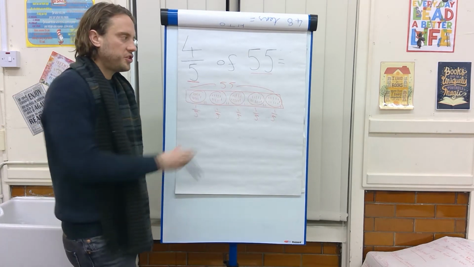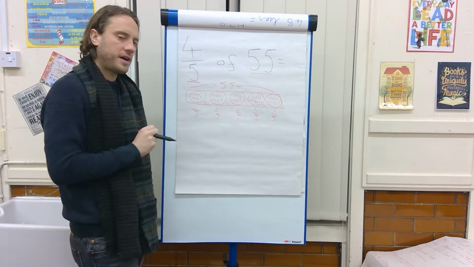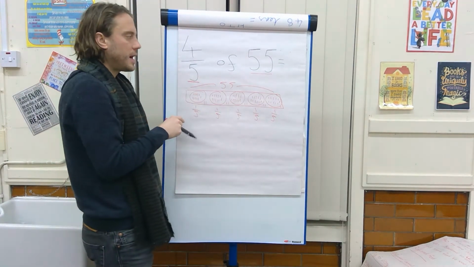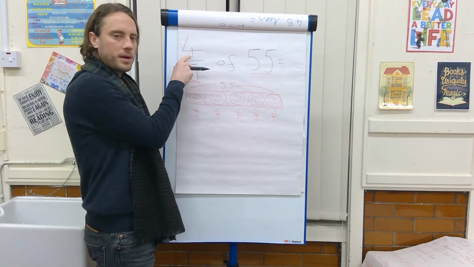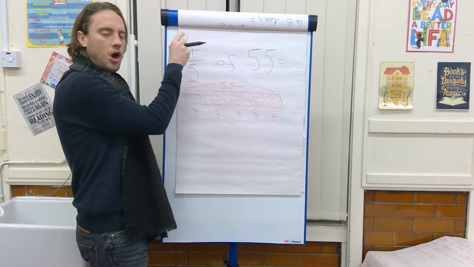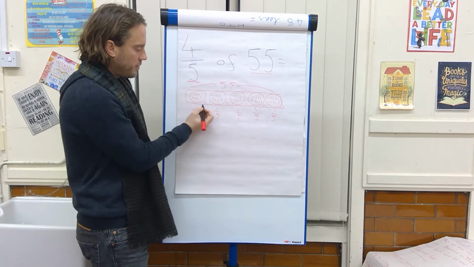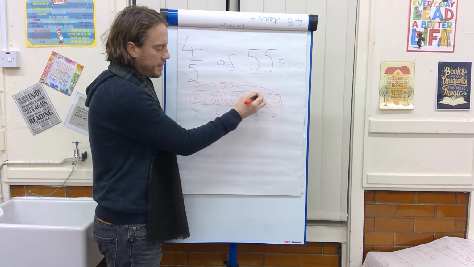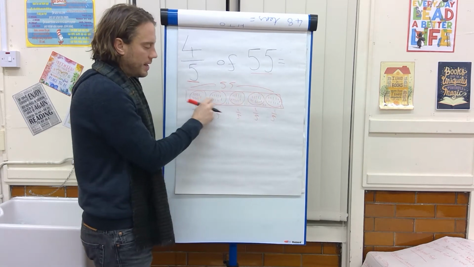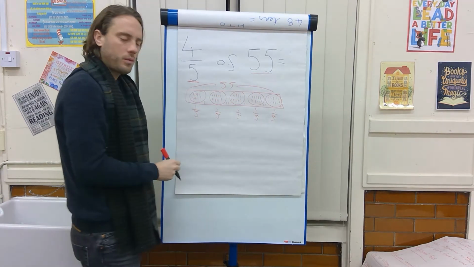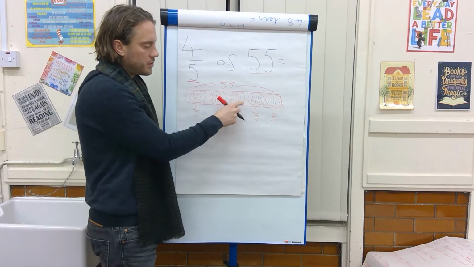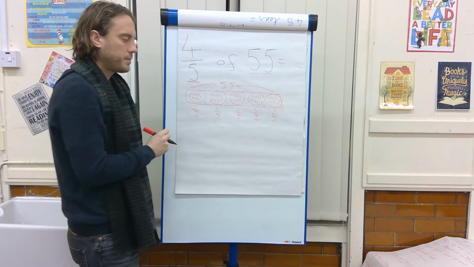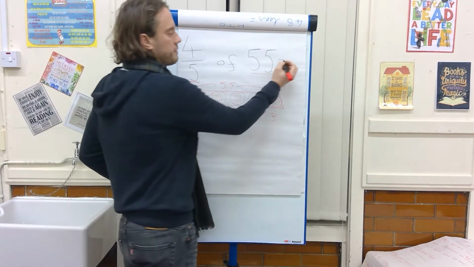Okay, so we've shared 55 equally into 5 parts, and for this question I want to know how many books on the top number, the numerator, how many books on 4 shelves. So we've got 11, 11, 11 and 11. There's our 4 parts. What would that be? 11, 22, 33, 44. So the answer would be 44.